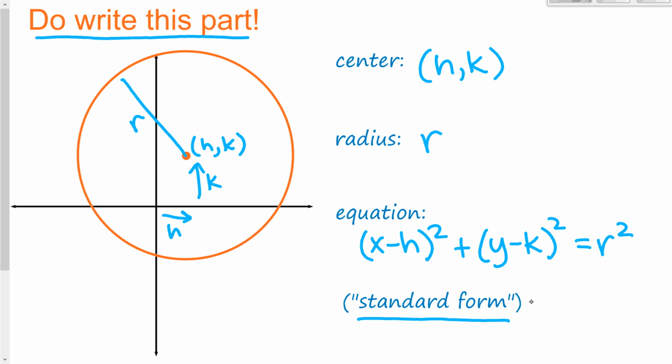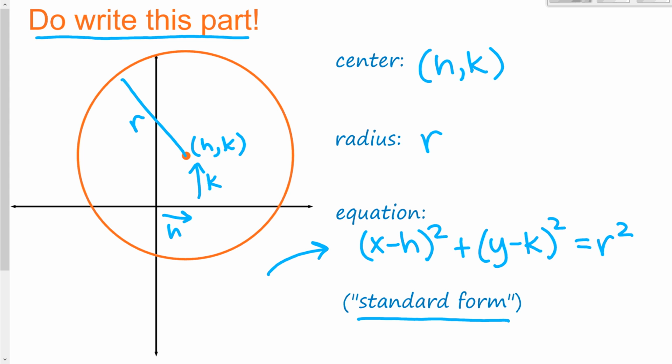Okay, so this is what you want to remember. The equation from the last screen is great, but remember it's only for circles with center at the origin. So this equation works for all circles, whether they're centered at the origin or not. So make sure you have that down and that you know its center is h, k and its radius is r.